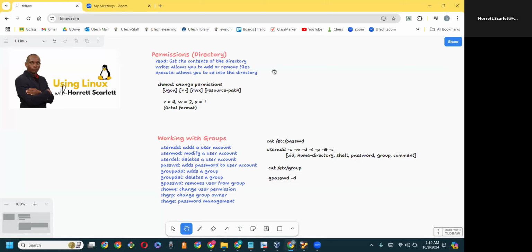So for a directory, read means we can list the contents of the directory. Execute means we can enter into the directory by making use of the cd command, change directory. And write means we are now allowed to add or remove files to or from the directory, as well as to make modifications to files within the directory. For example, we could change the name of a file if we have write access.